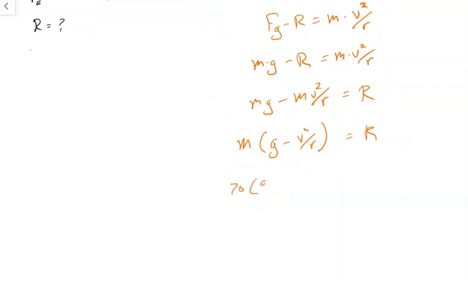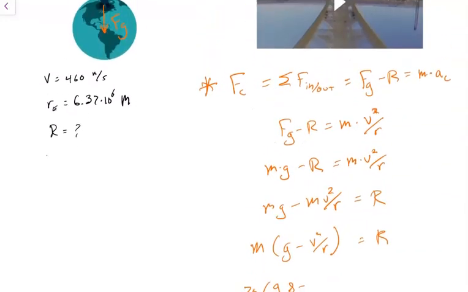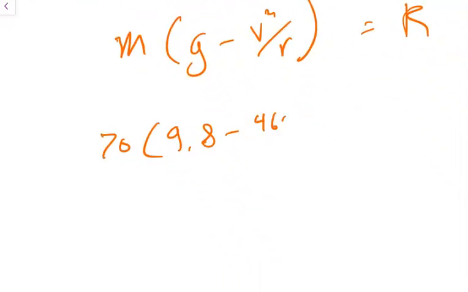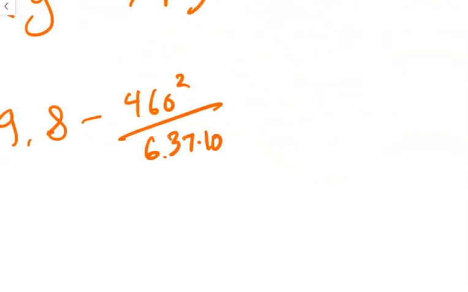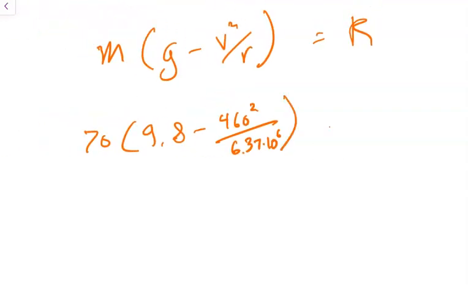70 times 9.8 minus v squared over r, 460 squared divided by 6.37 times 10 to the 6th, and that's equal to my r. You can see this 9.8 is going to be much larger than 460 squared divided by 6.37 times 10 to the 6th. So let's do that. I have 460 squared divided by 6.37 times 10 to the 6th. So I get 9.8 minus, and this is where the negligible difference comes in, 0.0332.